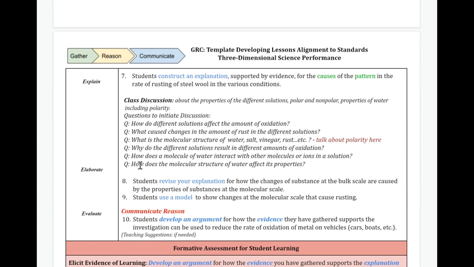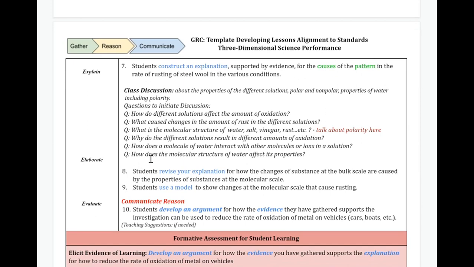Small group discussions and whole group discussions are a great way to help students make sense of things and clarify their thinking and share their ideas. Having a list of questions that you can use to really focus those discussions can be really helpful.